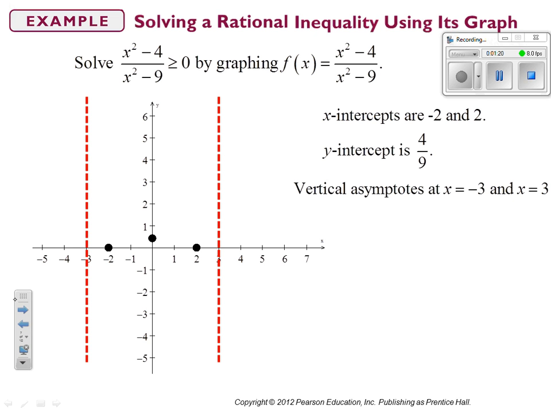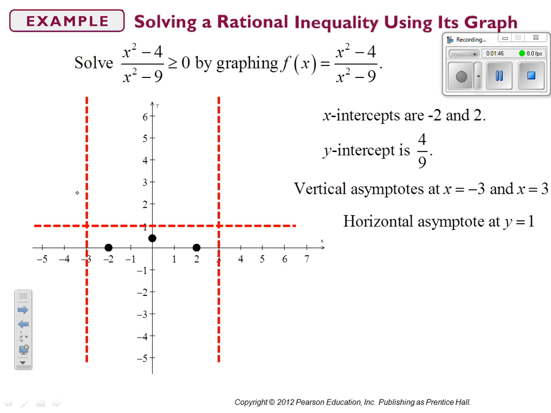Now the horizontal asymptote, don't forget about your horizontal asymptote, you can tell what it is by looking at the highest power of the numerator, which is 2, and the highest power of the denominator. If those powers are the same, then your horizontal asymptote is at the ratio of the leading coefficients, which is 1 over 1. So our horizontal asymptote is at y equals 1.